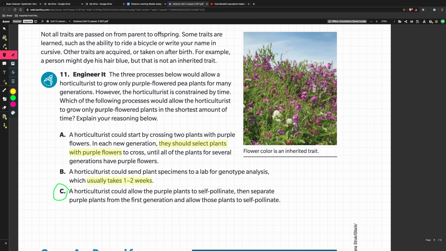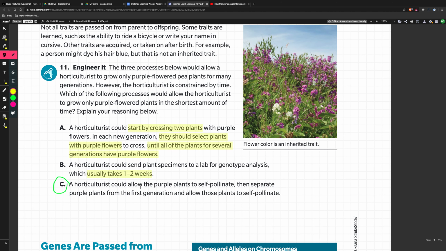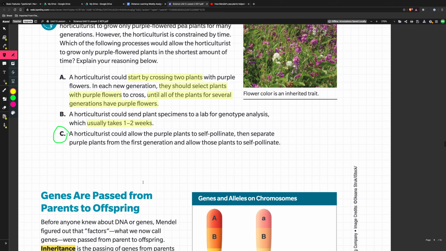So this one seems similar to this one at first, but this one has you start by crossing two plants, selecting them with purple, and you have to do it until all of them have purple flowers. This one, you're starting with only purple plants. They're self-pollinating, and you are only picking out purple ones from there. So this one would be the least amount of work and the least amount of time.